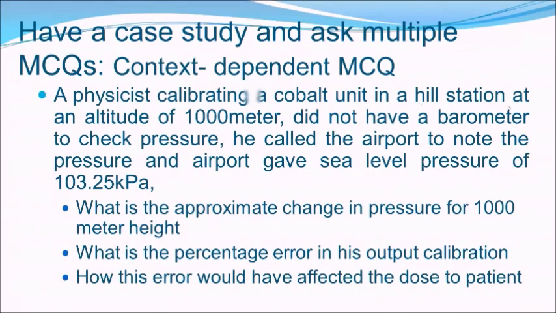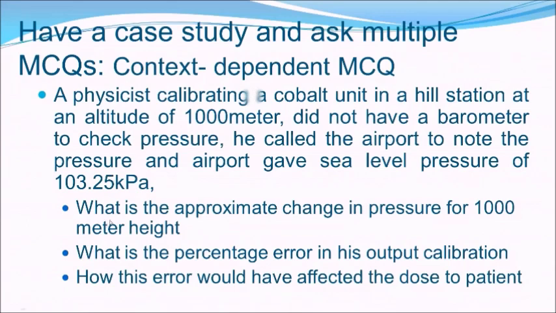Here is a case study. A physicist calibrating a cobalt unit in a hill station at an altitude of 1,000 meters did not have a barometer to check the pressure. He called the airport to note the pressure, and the airport gave him sea level pressure, and he was at 1,000 meters. If you give this case study, you can even elaborate it a little more and ask multiple questions.